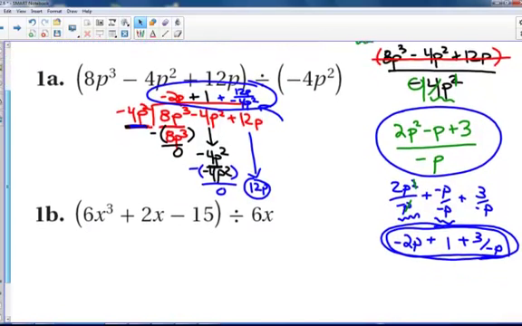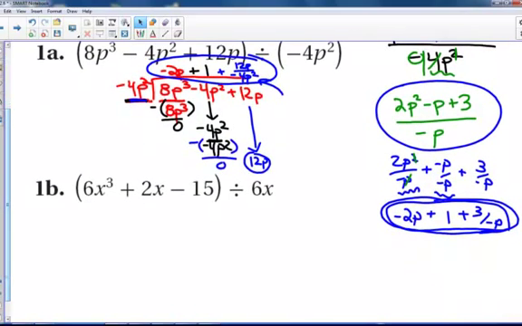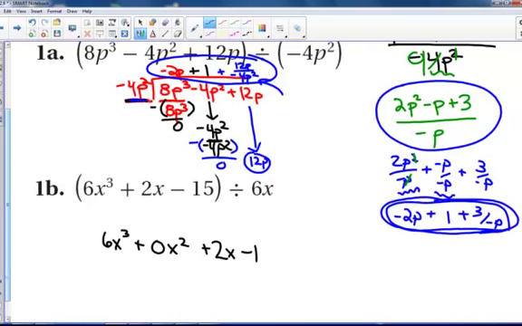Alright, let's try to do that long division method with the next one. 6x cubed plus 2x minus 15. I'm going to put in an x squared term being 0. I don't have an x squared in this equation, so I'm going to put one in just because I like to hold every spot. So see how it goes, x cubed, then x squared, then x, then no x's. And we're dividing by 6x.